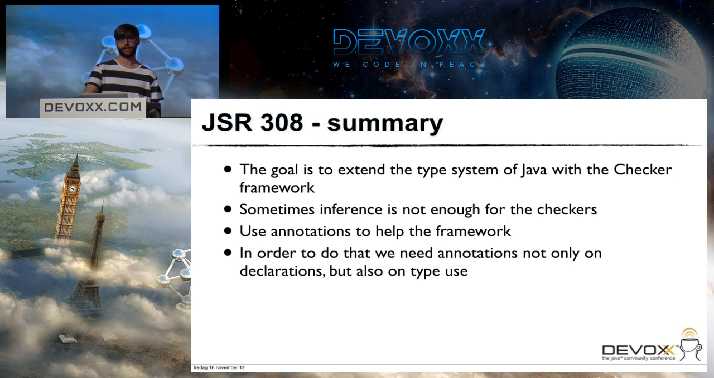Okay, so wrapping up JSR 308. The goal of the type use annotations is to enable the Checker Framework. Once in a while, the inference in the Checker Framework or similar frameworks, perhaps if you want to do a different one, the inference that the framework uses will not be powerful enough. So we have provided you with type use annotations that let you hint the framework. And for that, we need not only annotations on declaration, but also annotations on type use. And that brings me to the next feature.